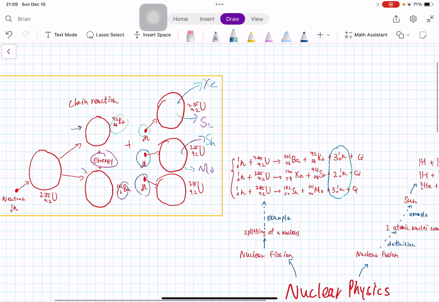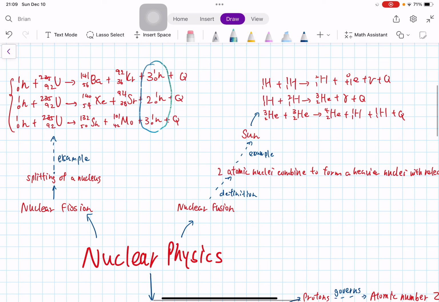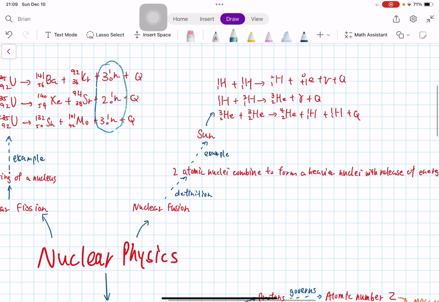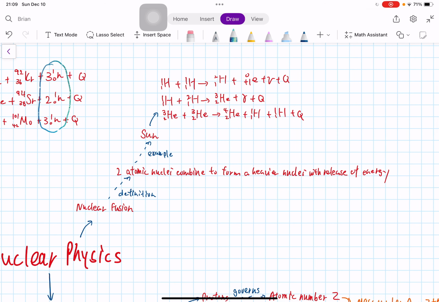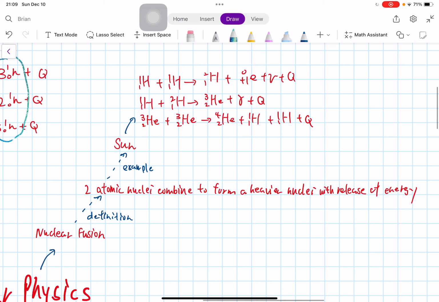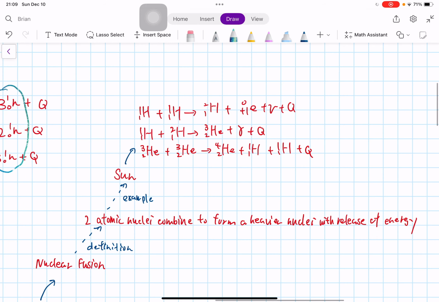When we're looking at nuclear fusion, we're not looking at the fragmentation of 1 atom. We're looking at the combination, the fusion, of 2 atomic nuclei into 1 heavier nucleus with some release of energy. So we see the energy here again. In this case, one example is the sun. Some scientists say that the sun releases energy via nuclear fusion.